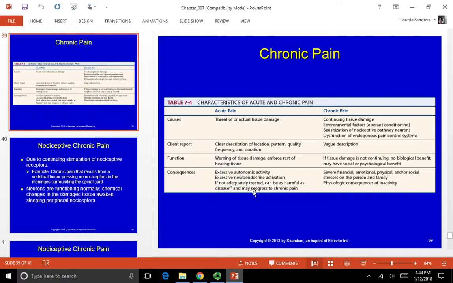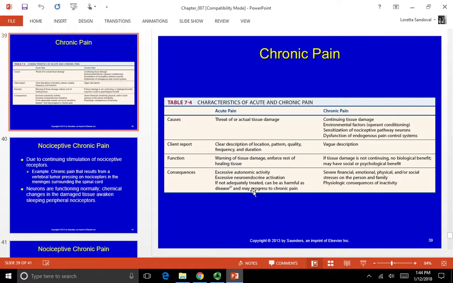With acute pain, function is really, acute pain is a warning of tissue damage and it enforces rest of the healing tissue. So it affects our function that way. So antalgic gait is a functional result of acute pain.